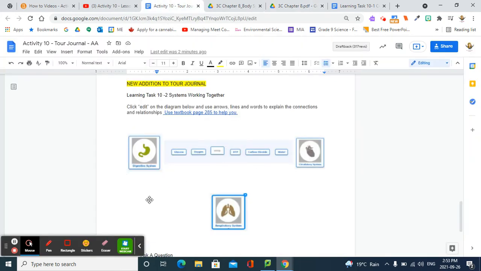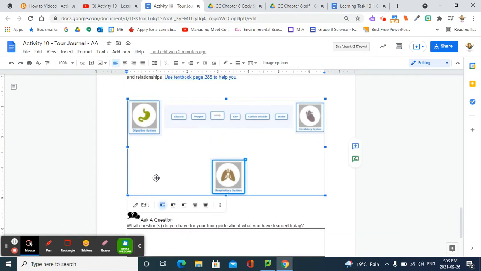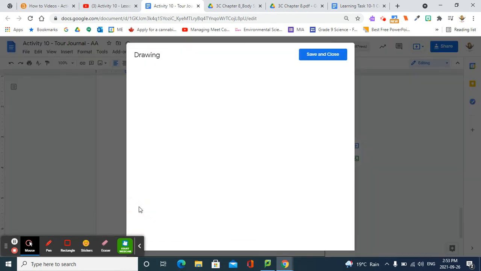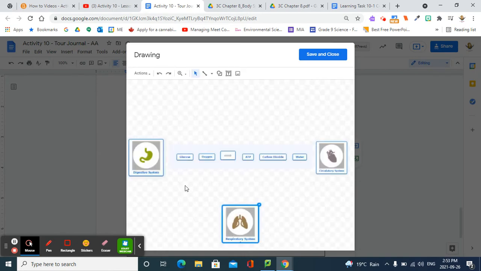And then you're going to click edit, just like you've done on some of your other images. You're going to draw arrows, use lines and words to explain the connections and the relationships. So let's look at this more specifically. In terms of cellular respiration, you've got glucose plus oxygen goes to give you ATP, carbon dioxide, and water. So when you're thinking about the digestive system, the respiratory system, and the circulatory system, you need to think about where these things are coming into play and how they are moving around within the body.